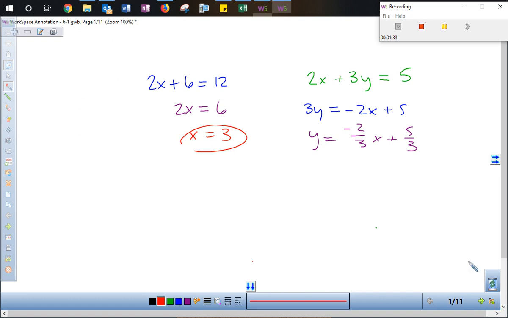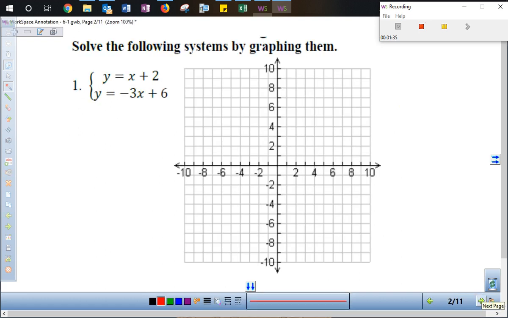So on number 1 on your practice, it says solve the following systems by graphing them. So our two equations, y equals x plus 2 and y equals negative 3x plus 6. If we were to look at them individually without one another, we wouldn't be able to solve them because we only have one equation with two things that we don't know. But since we have two of them, we can solve both of them, and that will give us a result.